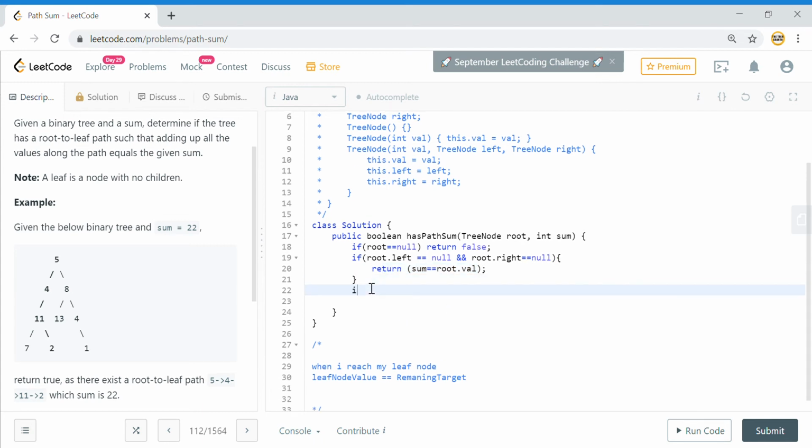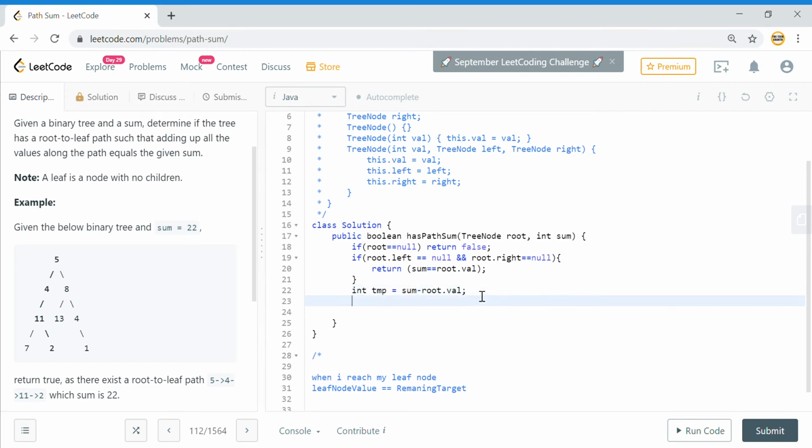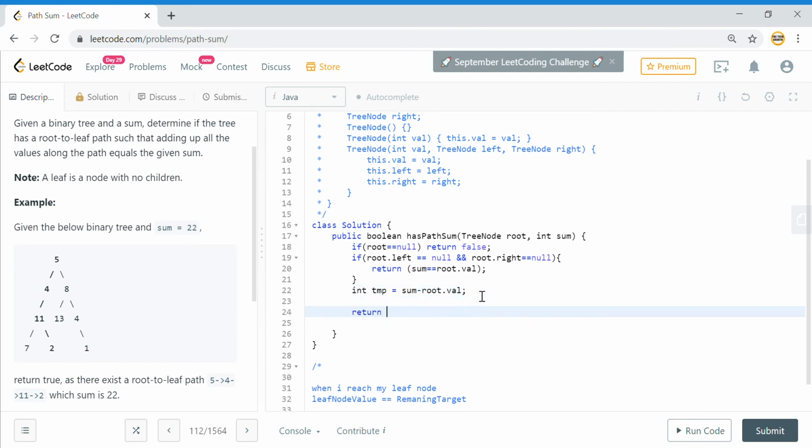Okay, and we need to get temp, which is equal to the sum that we have minus root.value. This means that when I started from here, I had the sum of 22. When I go down from here, my next target will be 22 minus 5, or whatever root value is, the sum minus the root value. Now from here, I need to go to the left and to the right of this tree to find whether the value is present or not.